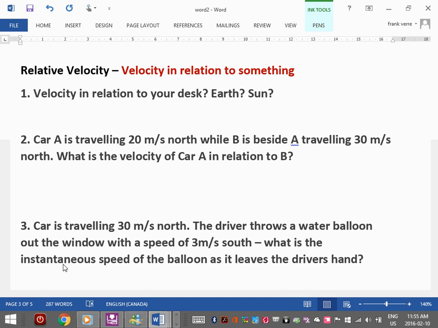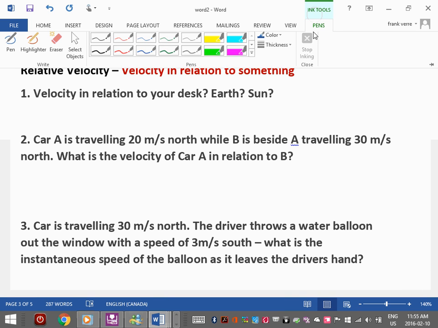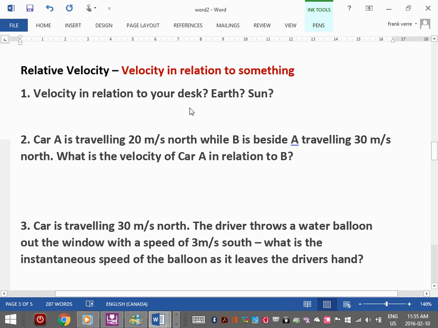So in relation to your desk, right now you're sitting down, right? Your desk is not moving, you're not moving. What do you think your velocity would be in relation to your desk? It would be 0. What about for the Earth? Well, are you moving? If you pick a fixed point on the Earth, like the ground just below your feet, is that moving relative to you? No, it's not. So that would also be 0.